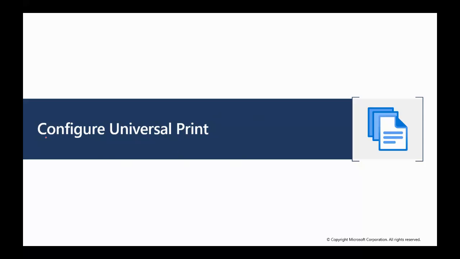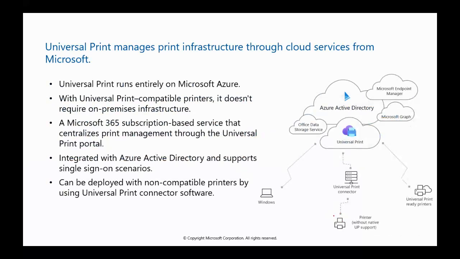Another feature I mentioned during the slides is to configure universal print. I can have a printer that is connected to my domain, and it should have the ability of what is called universal print. This is not any printer that you might have at your home or at your office. You should have a printer that has the universal print compatibility.